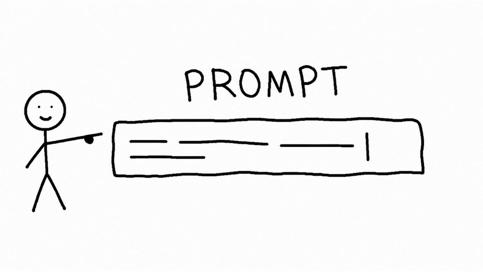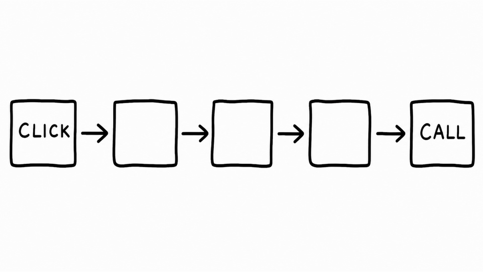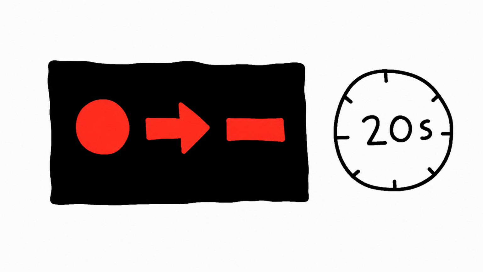Try this exact prompt. Build me an SVG process diagram showing the 5 steps a lead takes from first click to booked call. Dark background, 1 accent color. You will have a usable graphic in about 20 seconds.